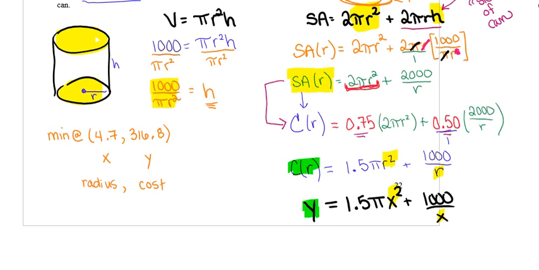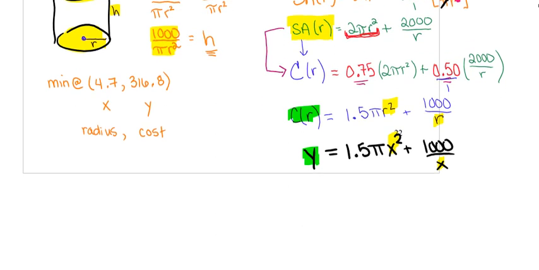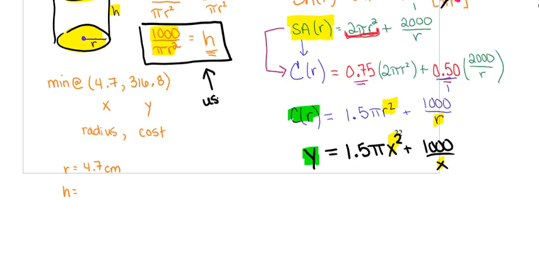So to answer the question, this question wanted us to find the dimensions. So the dimensions are going to be the radius and the height. So the radius that will produce the least expensive can is going to be that 4.7 centimeters. Notice that the height is not anywhere here in our ordered pair. So that's a problem. We have to go find the height. We're going to use this formula right here that we had to find height.